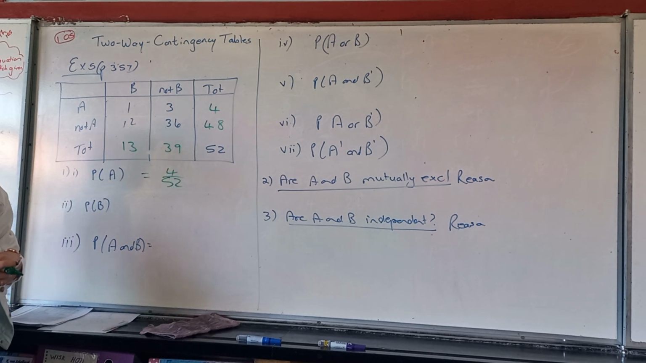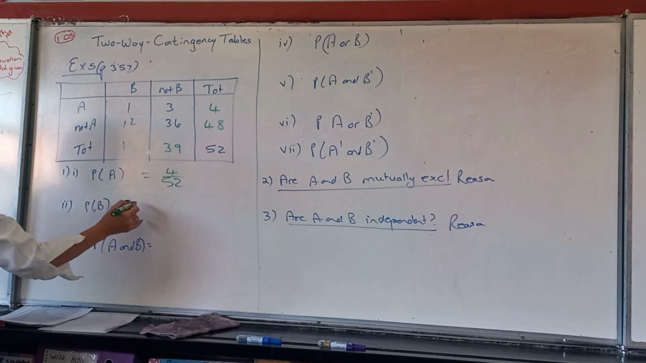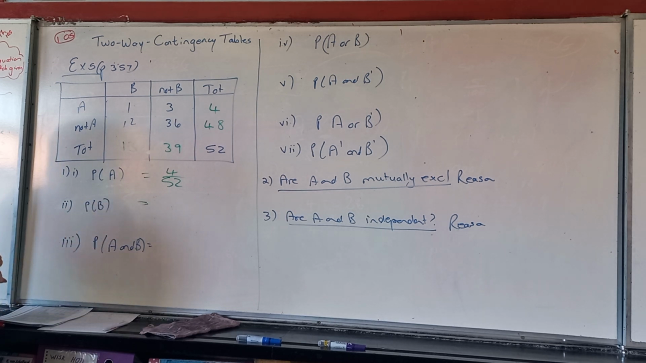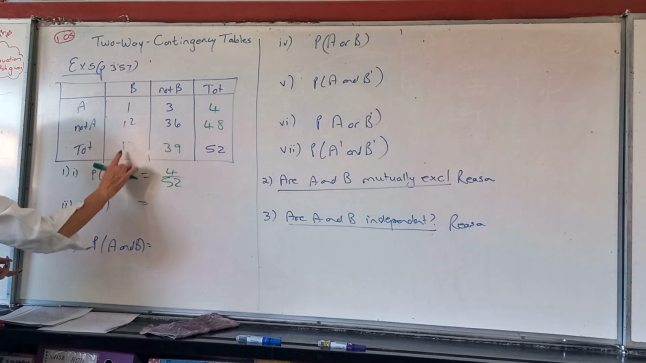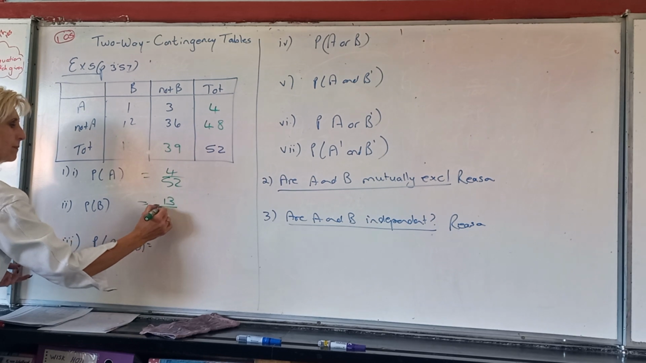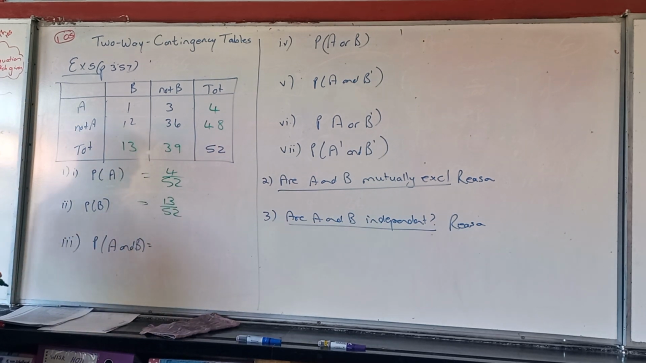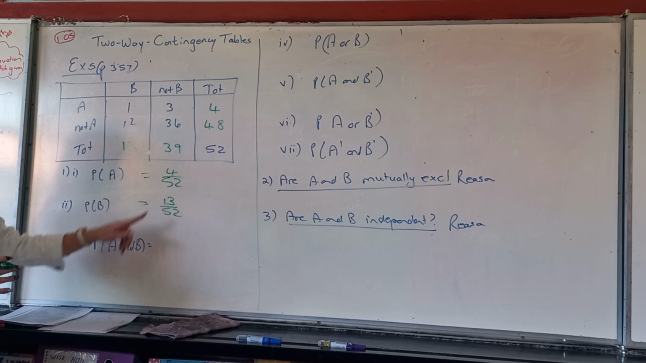Are you with me? So what would be probability of B? So it would be 13 out of 52 guys. And if it can simplify, you'll do that, right? But for now, that's fine. Because that can definitely simplify.